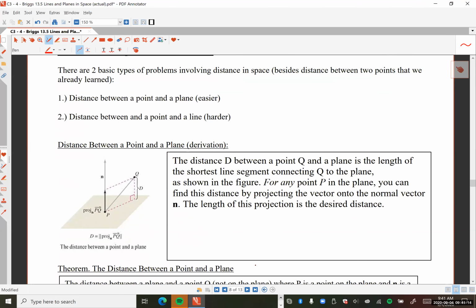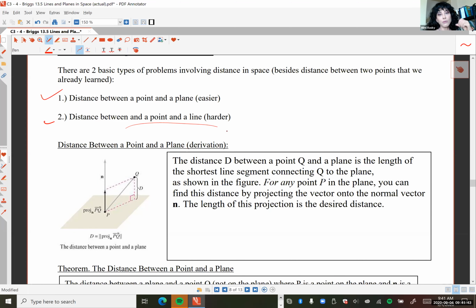Now let's do distances. Distance between a point and a plane, not too hard to do. Distance between a point and a line, a little bit trickier. So we're going to do both distance formulas. If you're a 3D type of person, especially if you're computer science and you're into gaming, you want to be able to think in 3D like we're doing and draw stuff in 3D and visualize in 3D. It's really important. If you're going to do graphical rendering, you got to think in 3D.